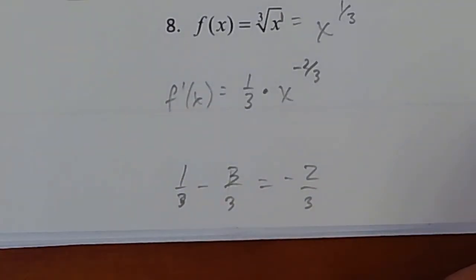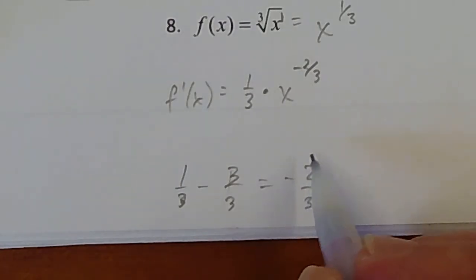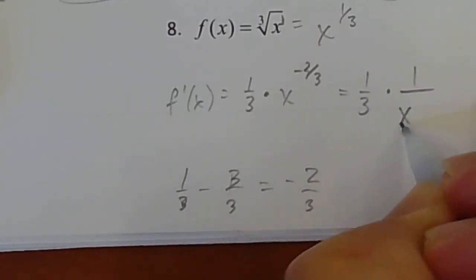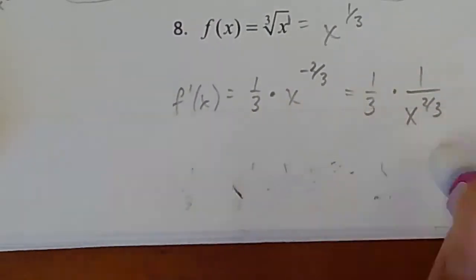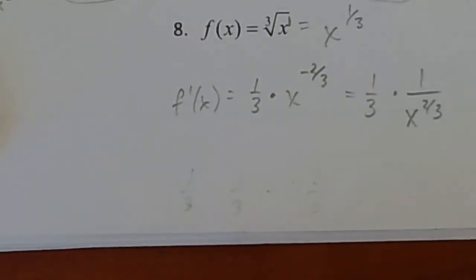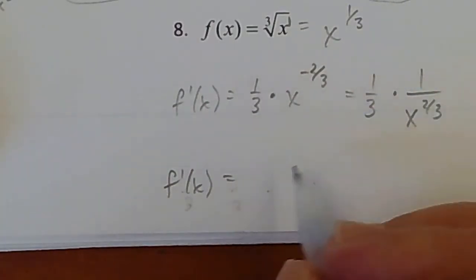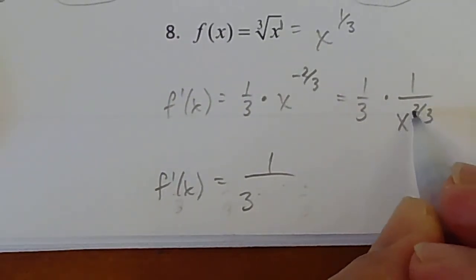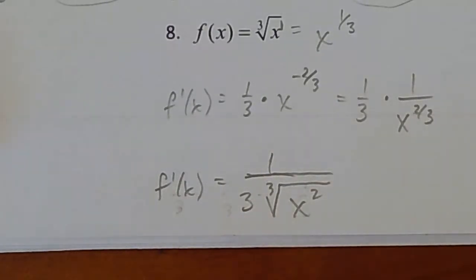All right, so 2 things need to happen now. That's a negative exponent, so we should put it in the denominator to take care of that. So this is 1/3 times 1 over x to the 2/3. And then this started in radical form, so let's convert it back to radical form to finish. So the derivative is, up top we have 1. On the bottom we have 3 times the cube root of x squared. Okay.